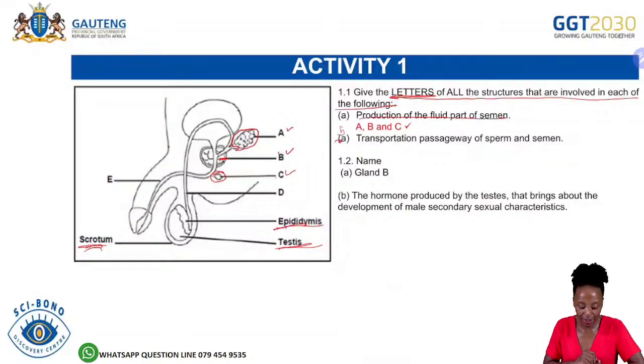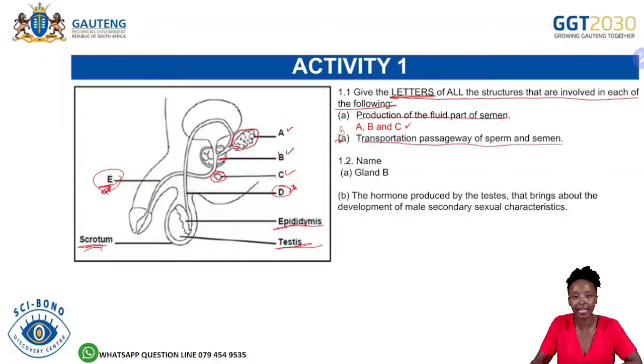So can we identify the urethra here? Yes. If we look at E, this tube here, this is the urethra, and then the other one, which is the sperm duct or the vas deferens from the epididymis up, is D. So that is letter E and letter D. So those are the transportation passageway of the sperm and semen. So let's look into the answer. Our answer is D and E.